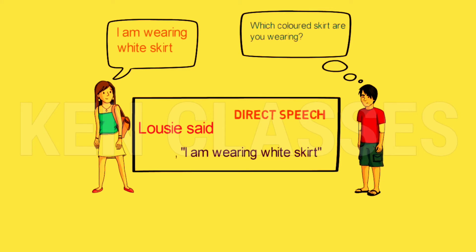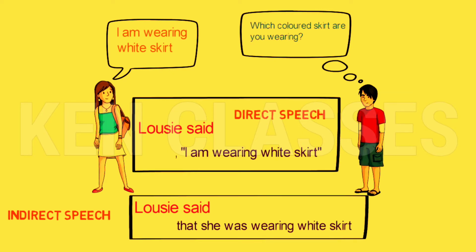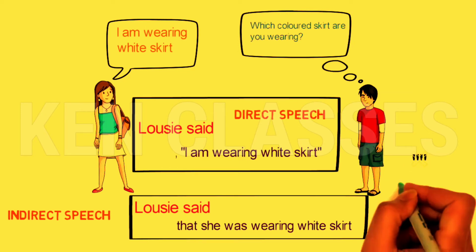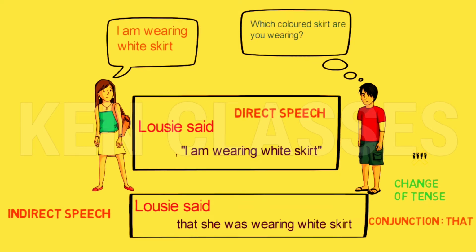Let's look into another example that we saw earlier. Lucy said, "I am wearing a white skirt." Converting this to indirect speech, it will become Lucy said that she was wearing a white skirt. What are the changes you can identify here while converting from direct speech to indirect speech? Here also, first is removal of inverted commas. Second one is the change of tense. And the third is use of the conjunction that. I hope you are clear with the fundamental difference between direct and indirect speech.